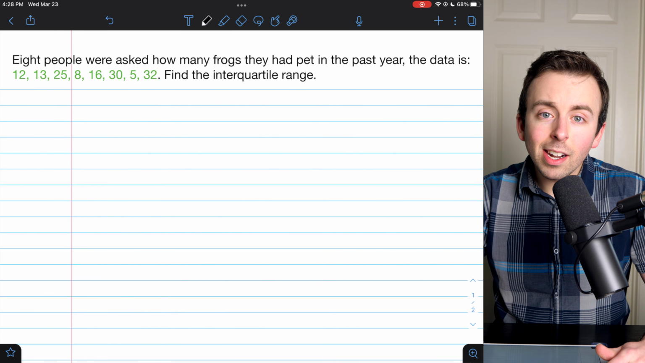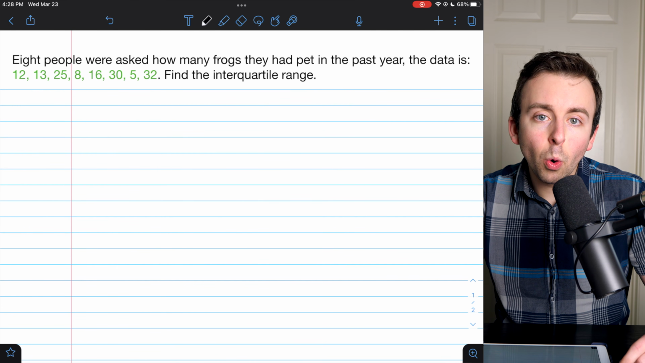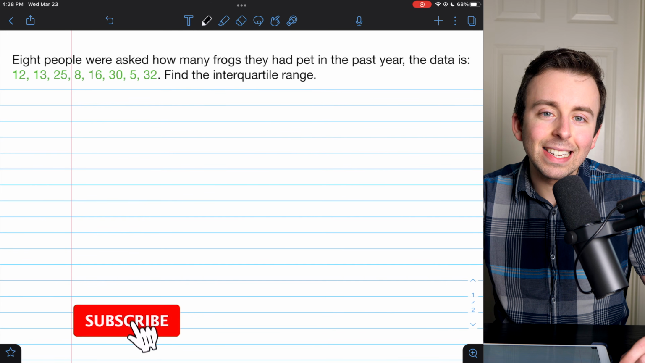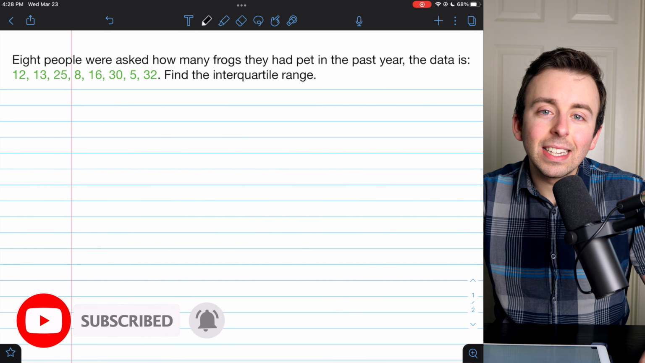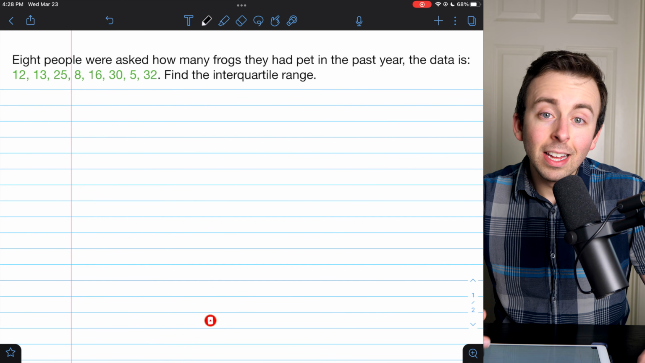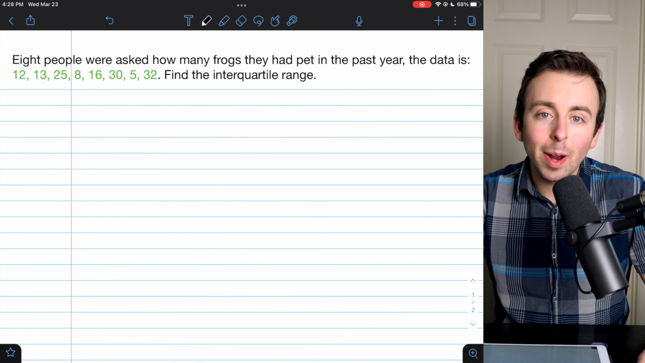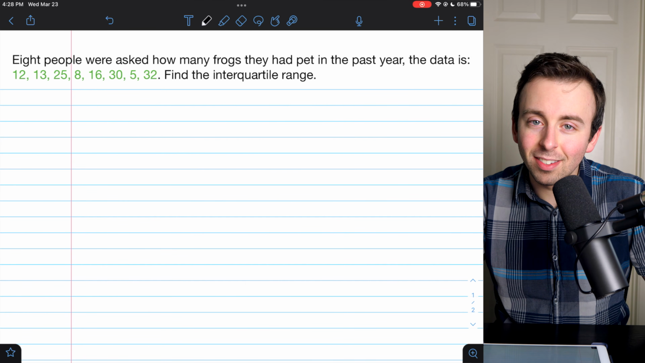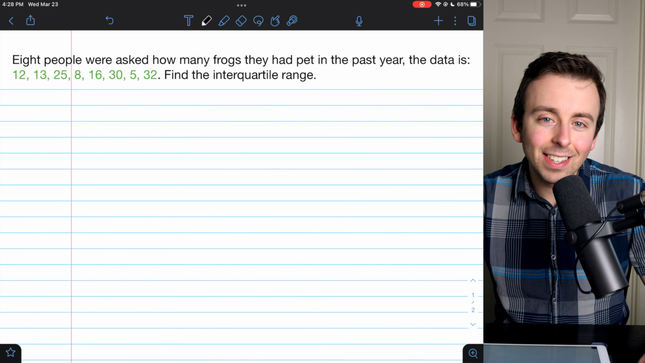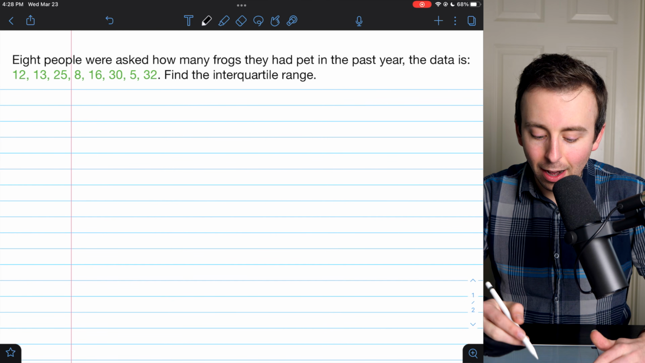Hi there. We're going to go over how to find the interquartile range of an even dataset. By even dataset, I mean a dataset with an even number of values. You should be able to find the interquartile range of any dataset, but I know sometimes people like to look up specific examples, so we're going to do one today with an even number of data points.